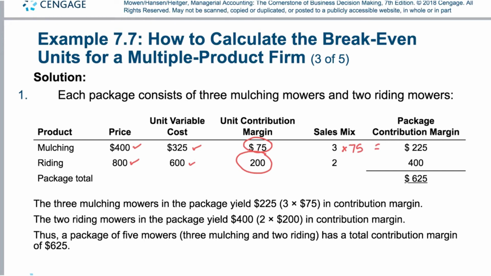$225 contribution from the mulching mowers, and 2 riding mowers with a contribution of $200 each in our package, which gives us $400 of contribution from the riding mowers. That means in this package of 3 mulching mowers and 2 riding mowers, our total contribution margin is $625. This makes sense, right?